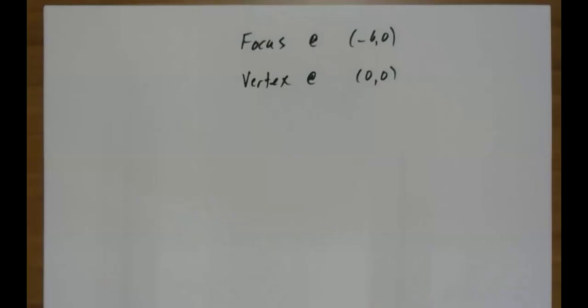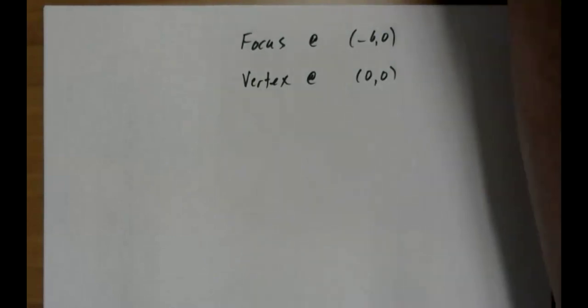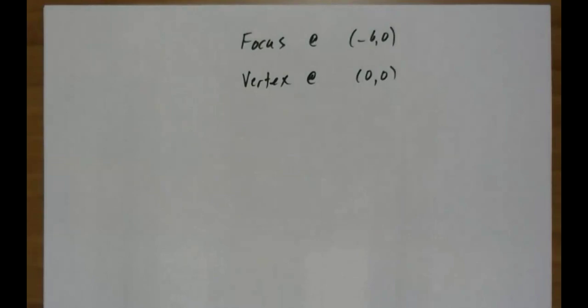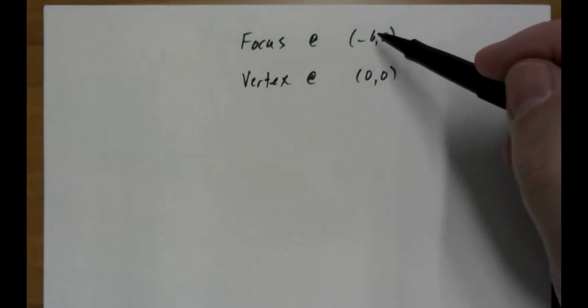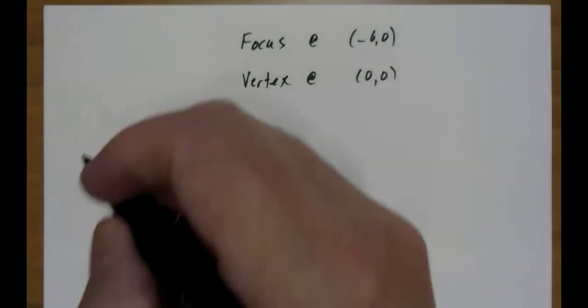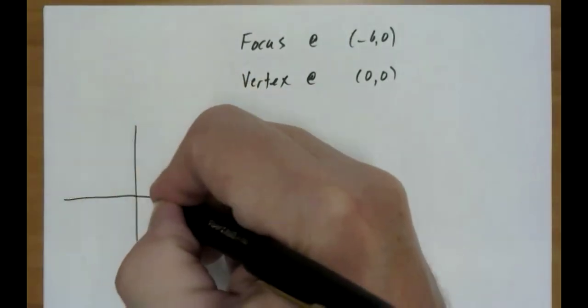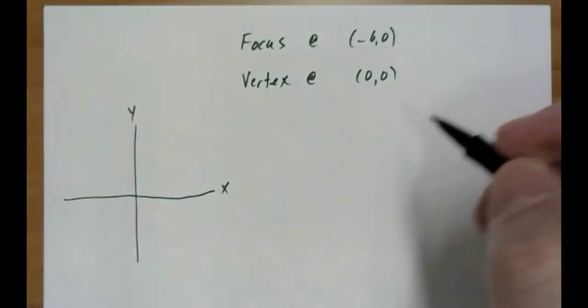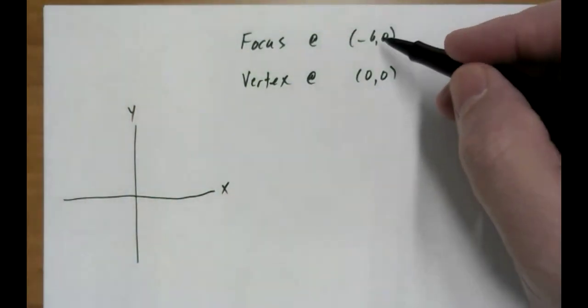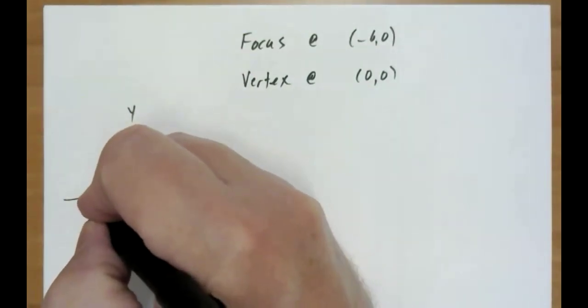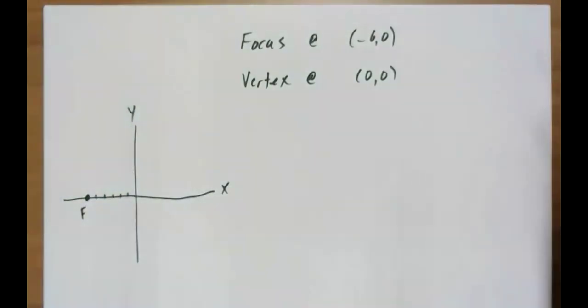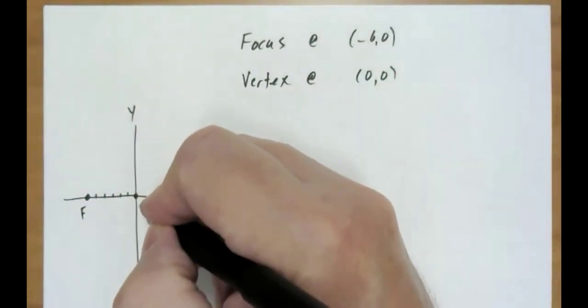So let's go ahead and go back here and let's work out all that information. So this is one where you're given information and you're asked to find the equation and to graph the parabola. For these kinds of problems, the first thing you always do is start making a graph with the information you're given. So if the focus is at -6, 0, there's the focus. The vertex is at 0, 0.